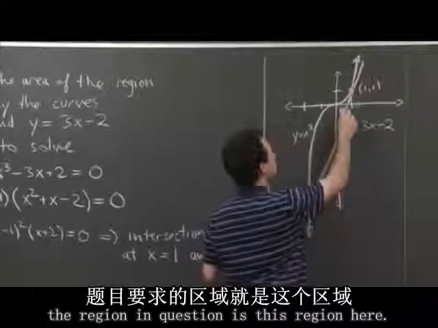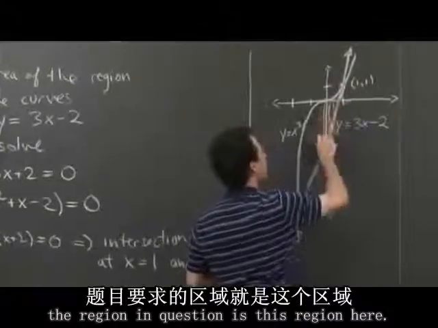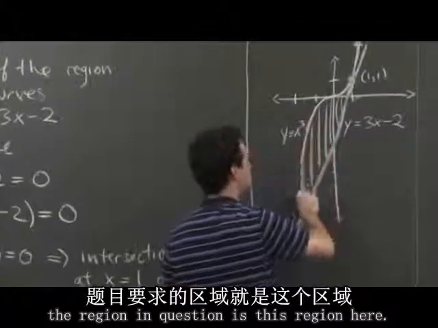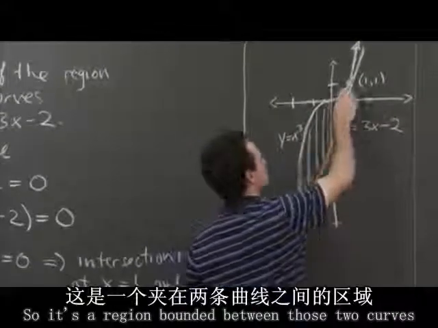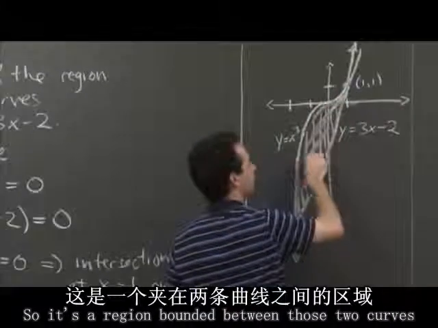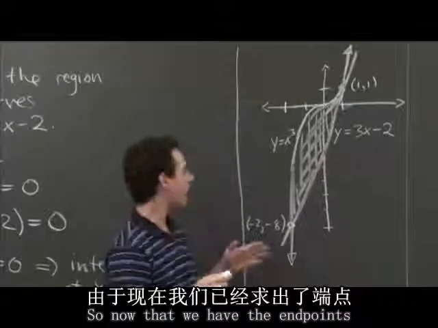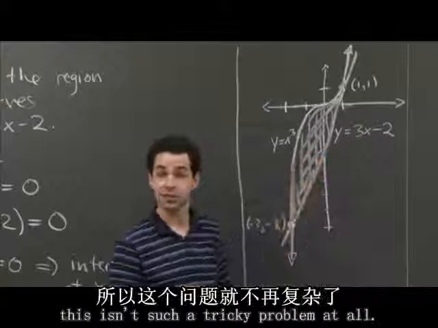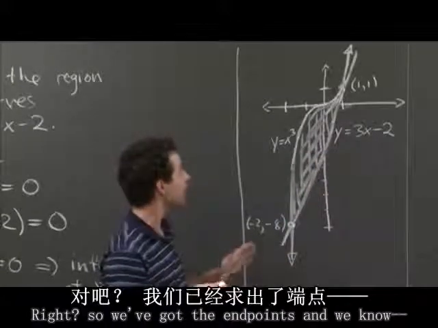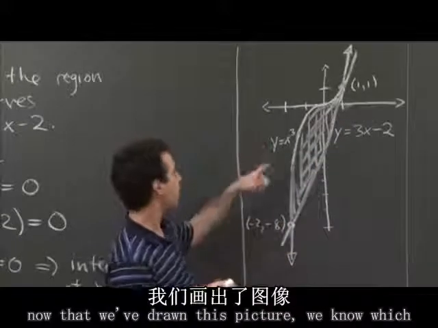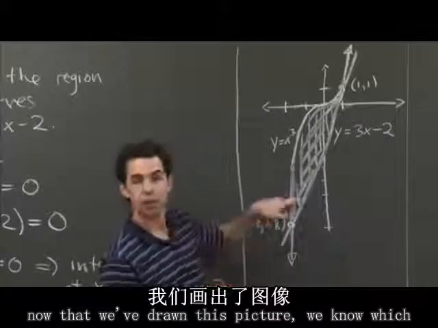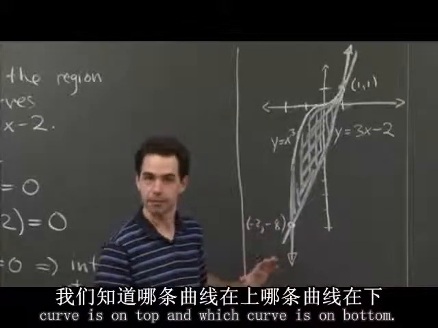So then the region in question is this region here. It's the region bounded between those two curves that we're trying to compute the area of. Now that we have the endpoints, this isn't such a tricky problem at all, right? We've got the endpoints, and now that we've drawn this picture, we know which curve is on top and which curve is on bottom.